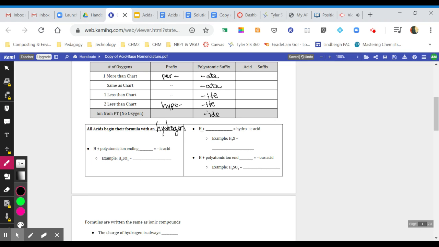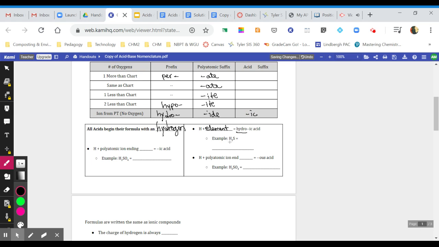So if it's a hydrogen plus an element, we use the prefix hydro. The ending of the acid is ic, and then we say the word acid to note that it's an acid. So up here in the table, the prefix for the acids that are just an element with no polyatomic ion is hydro. And then the suffix for the acid is ic.